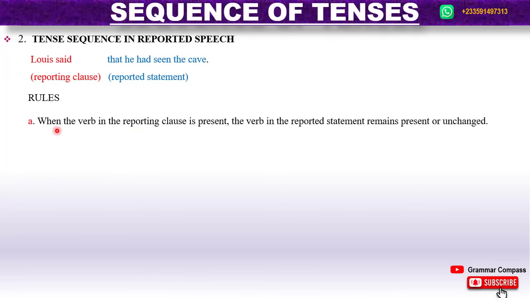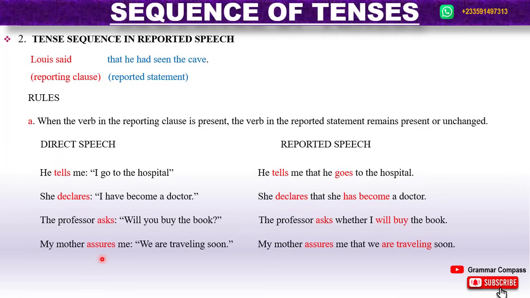Rule number 1. When the verb in the reporting clause is present, for example, if we had used Louis says instead of Louis said, the verb in the reported statement remains present, or we won't change it. In this column, we have direct speech and its reported version. He tells me I go to the hospital. If you are reporting it, since the verb in the reporting clause is in the simple present, the verb in the statement will remain present.